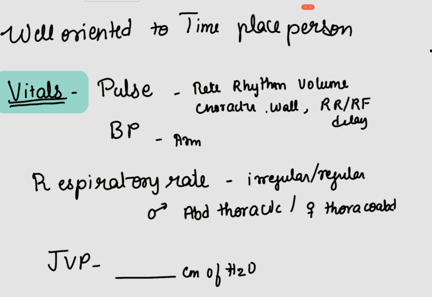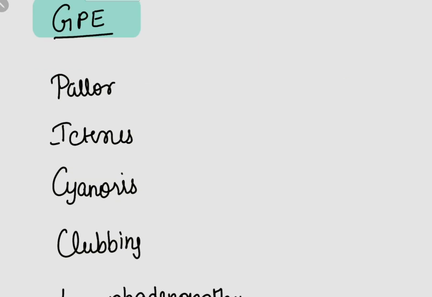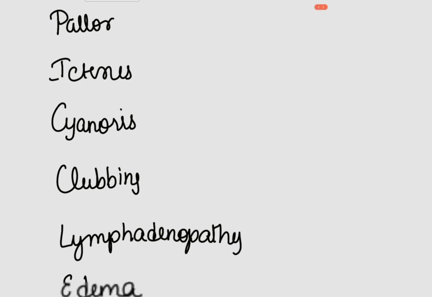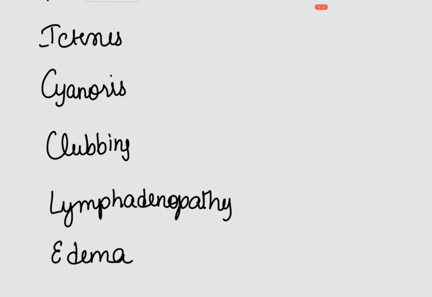Then vitals: pulse, BP, respiratory rate, whether irregular or regular. For pulse, make sure you have written the rate, rhythm, volume, character, wall thickness, radio-radial and radio-femoral delay. Then we have JVP, how many centimeters of water. Then other things such as pallor, icterus, cyanosis, clubbing, lymphadenopathy, edema.